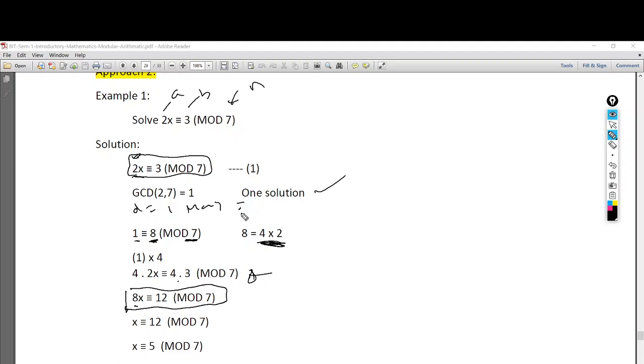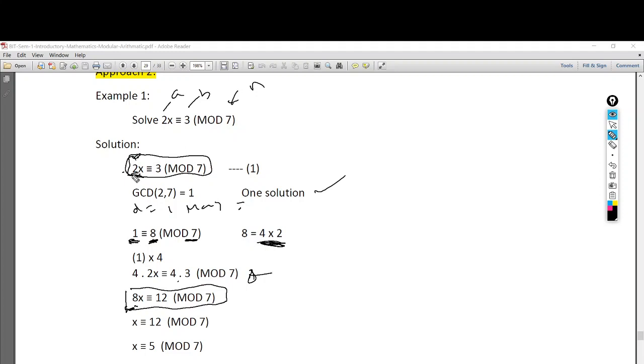So now we know that 8 is congruent to 1. That is why we want to get 8 here. Of course, from here you can't get 1, because we can't divide by a number. If we could divide by a number, that would be really easy. You could just divide by 2 here, divide by 2 here, and find x. But this is a trick.